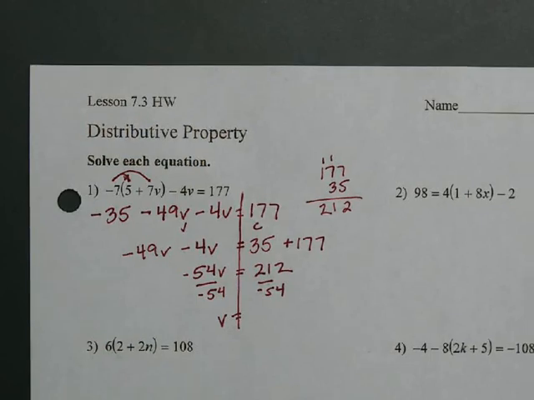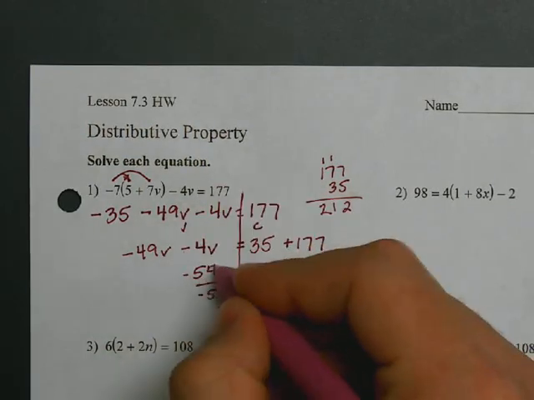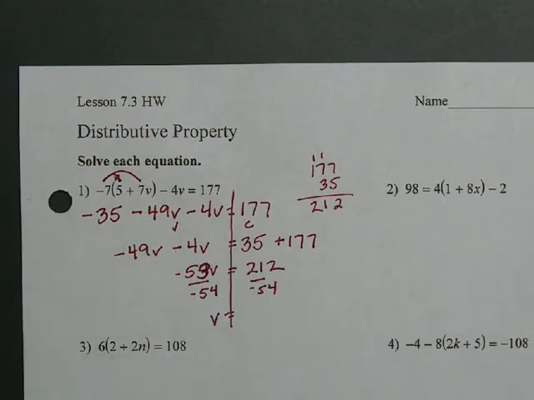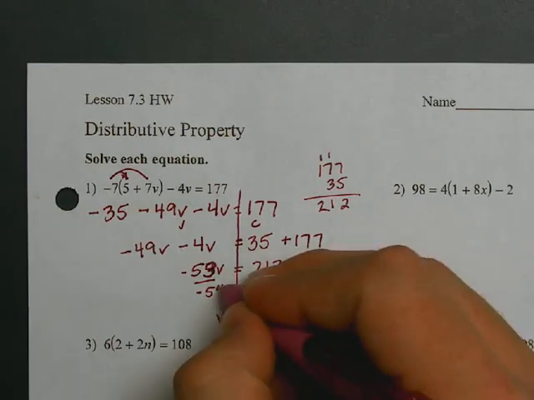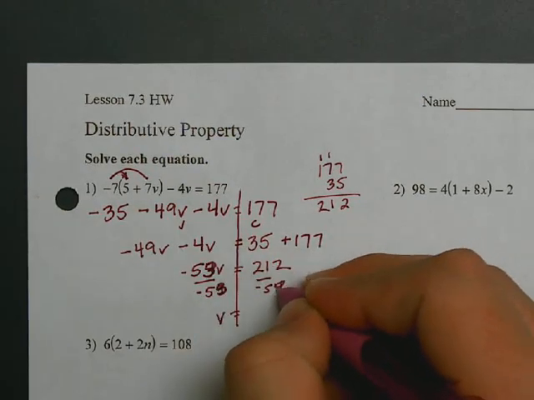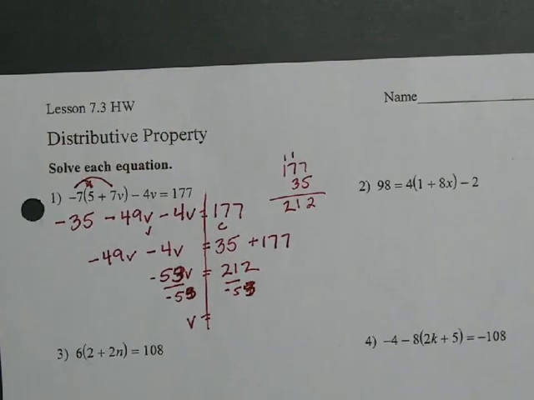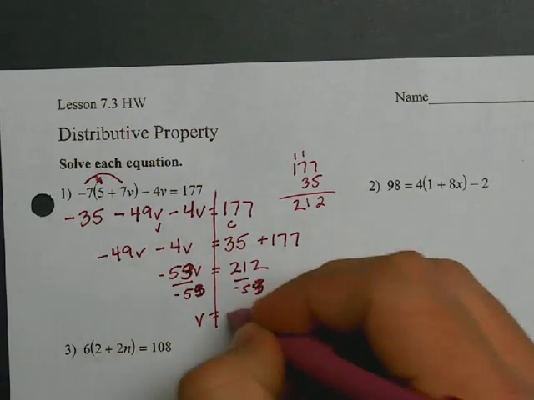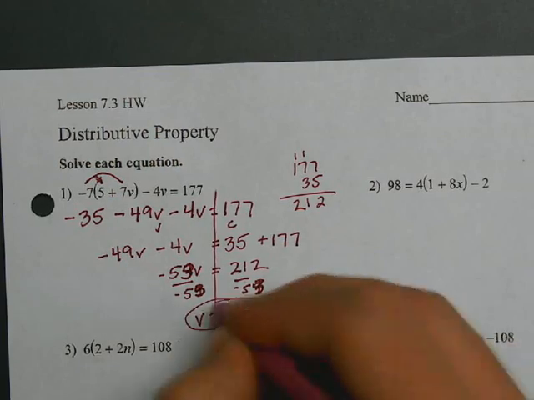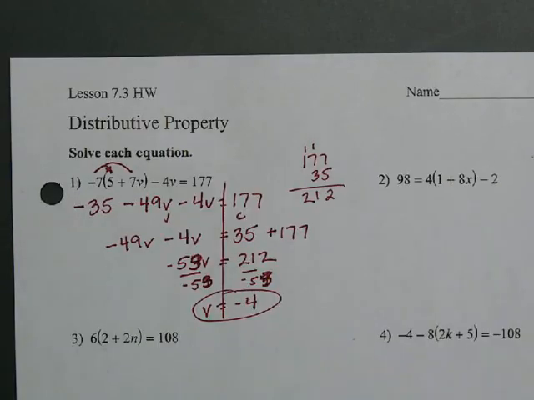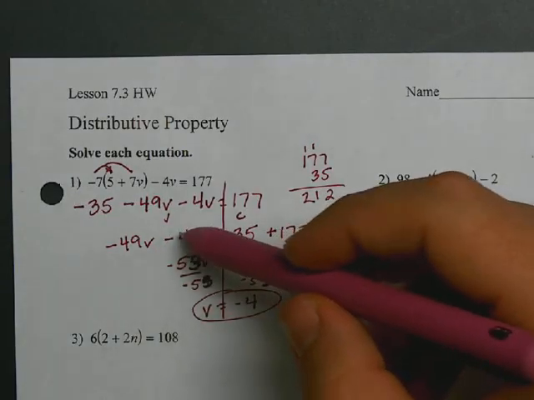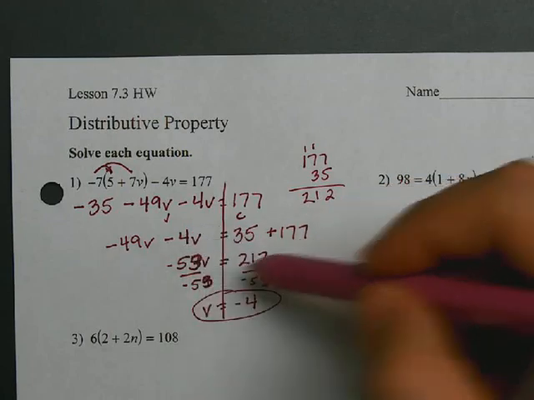Actually, negative 49 minus 4 is actually negative 53. Sorry about that, not 54. It took me a second. So that's actually 53 there. As you can see, 212 wouldn't be divided by 54, but 212 divided by negative 53 would be negative 4. Had to check my math there for a second. So negative 49 minus 4 would be negative 53. Okay, so v equals negative 4.